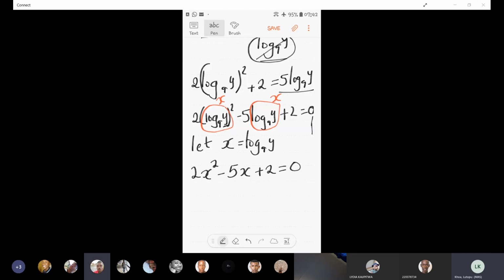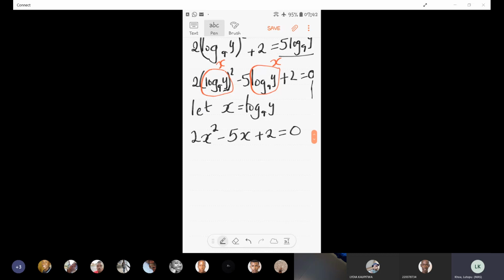Then this quadratic equation, you can solve by factorizing. Remember, what you need to do is find two numbers that when you multiply them, they give you a certain number, and when you add them, they give you another number. To get the multiplying number, you take the coefficient of x squared and the constant and multiply them. That is 2 times 2, and the answer is 4. So I'm looking for two numbers that when I multiply them, the answer is 4.